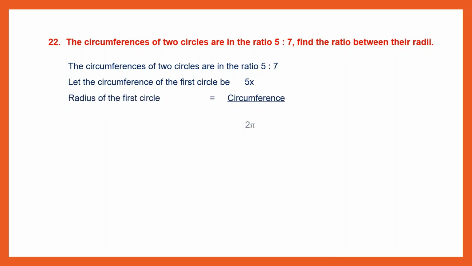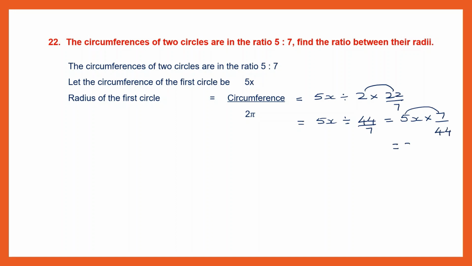Then the radius of the first circle, the formula is circumference divided by 2 pi. So let's do that. Circumference of the first circle is 5x and this is divided by 2 pi, which means 2 into pi is 22 by 7. So that will be 5x divided by 2 into 22 is 44, 44 by 7, which is 5x into 7 by 44. So what do we get here? 5 into 7 is 35. 35x by 44.